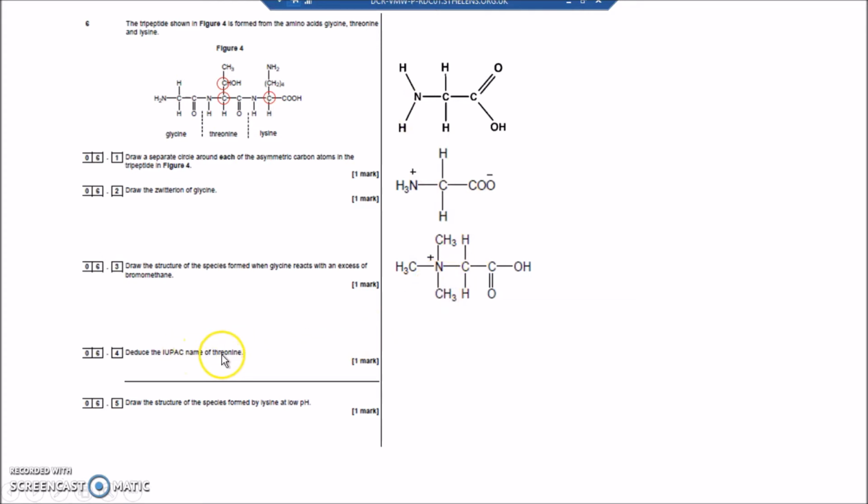Deduce the name of threonine. So threonine looks like this. You could work that out from here. So you've got CH3, CHOH, CH.